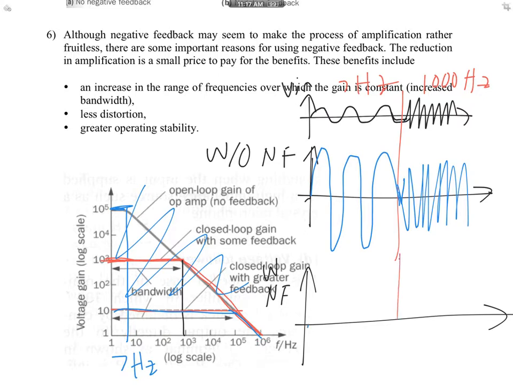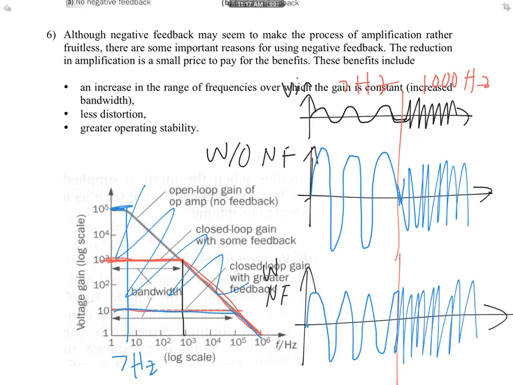So let's say this is your halfway one. So this one will be smaller, but this one also will be smaller, but at least there's no distortion. Can you see that? Basically, without negative feedback, this part will be amplified more than this part. But with negative feedback, you have a chance to have all the same gain. So in that case, you have less distortion. Okay? Now, another one is greater operating stability. You will see this in our next slide where I derive the equation for you.